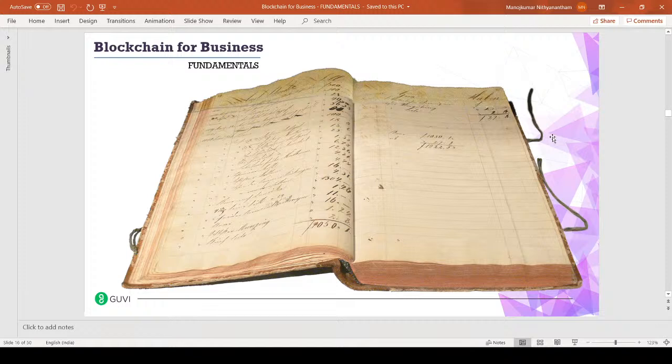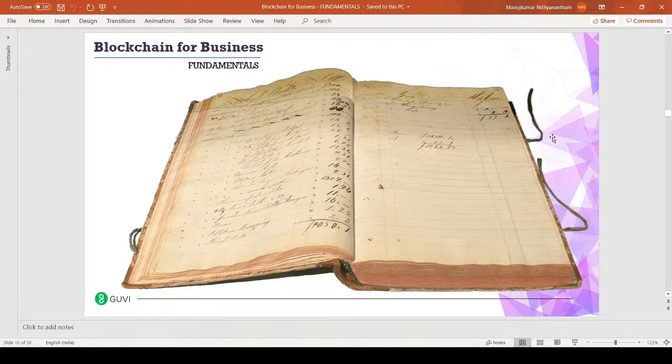Now if you look at this particular picture, this is a ledger. A ledger has its own purpose. Why a ledger is so important is because we can always go back and trace and reason out why something has arrived at this particular stage.